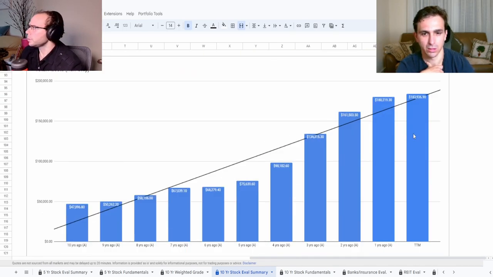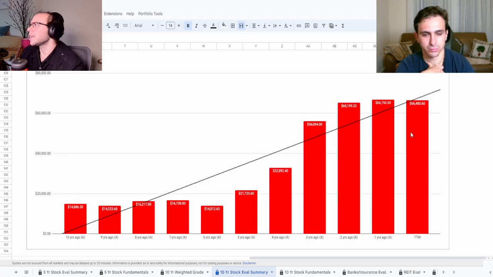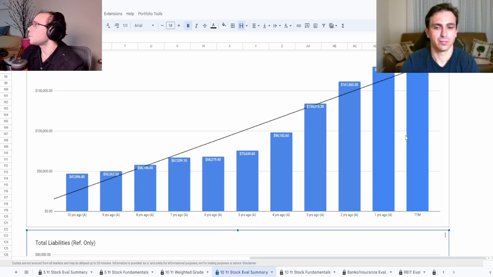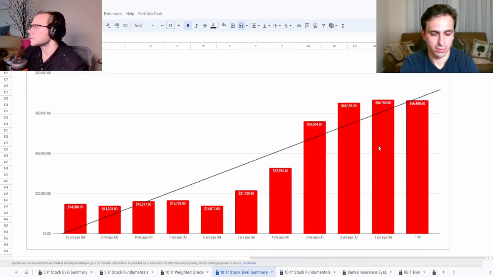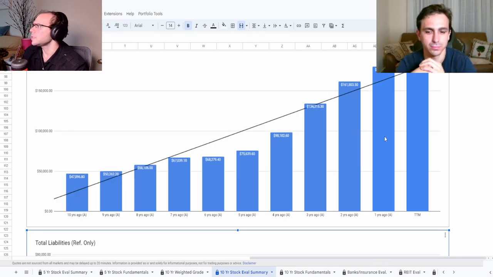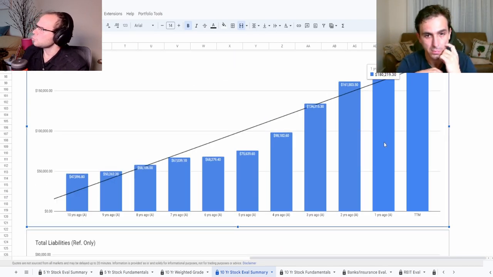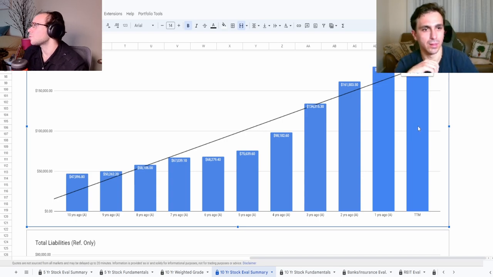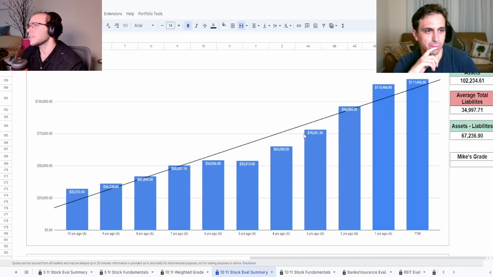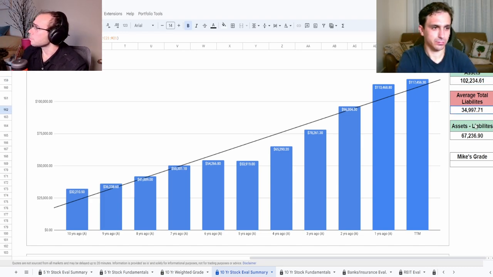Assets, as a reference only, are nicely increasing, as well as the liabilities. But you can see that as of the trailing, the liabilities have actually come down a little bit, while the assets have actually gone up a little bit. So that's interesting, right? From 66.75 to 66.48 on the liabilities, and then 180.22 to 183, basically 184. So that's nice to see. And the assets minus liabilities is looking really, really good too. Average total assets of 102.23 billion, liabilities of almost 35 billion, and a difference of $67.24 billion.